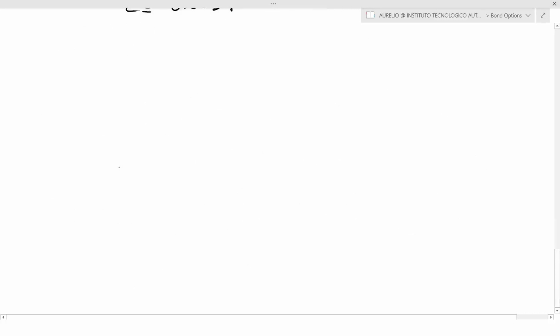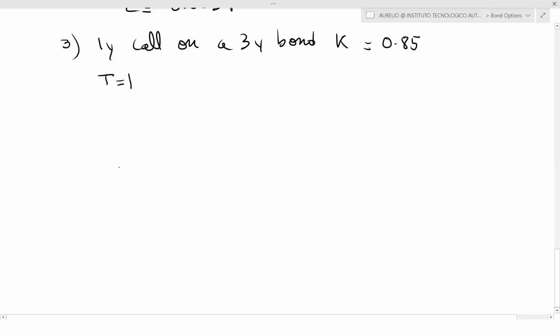Hence the call option has a price of 0.003713. Now from the same tree, I want to do another exercise where I have a 1-year call on a 3-year bond, and the strike is 0.85. So here the first question you must ask yourself is, when does the option expire? Because that's where you're going to have to start in your tree. So the option expires at t equals 1.